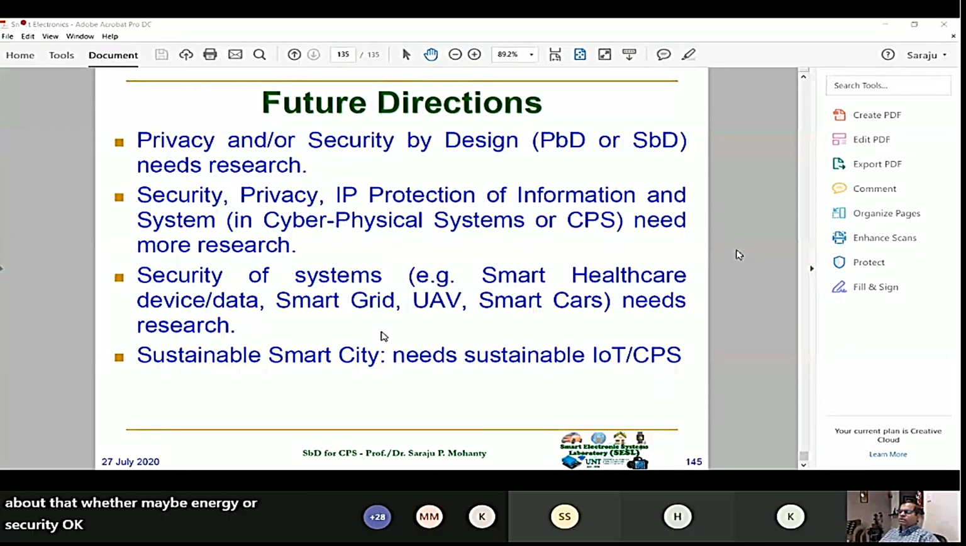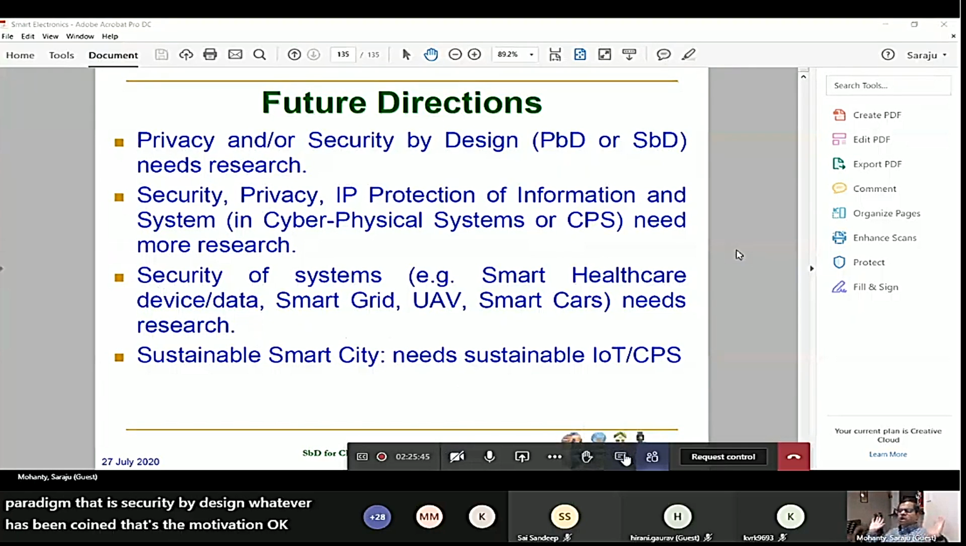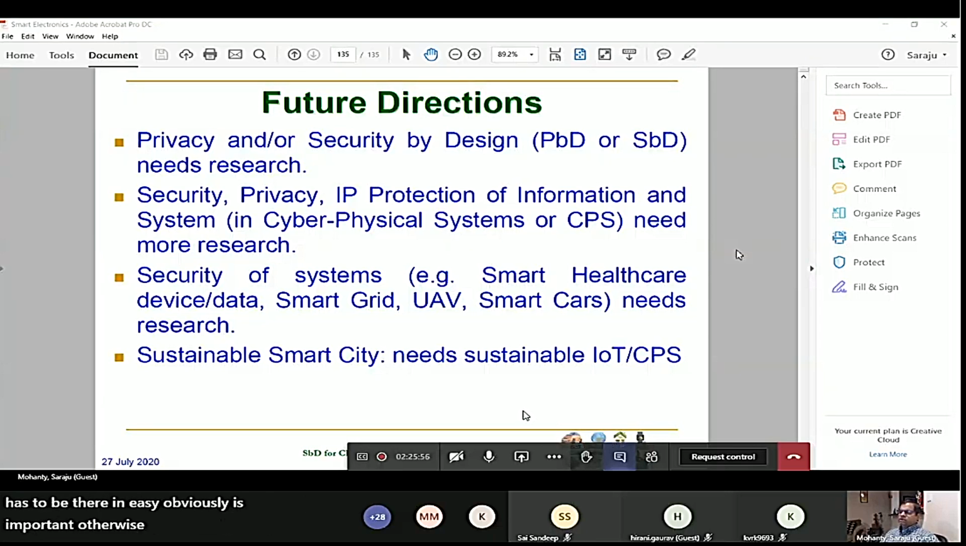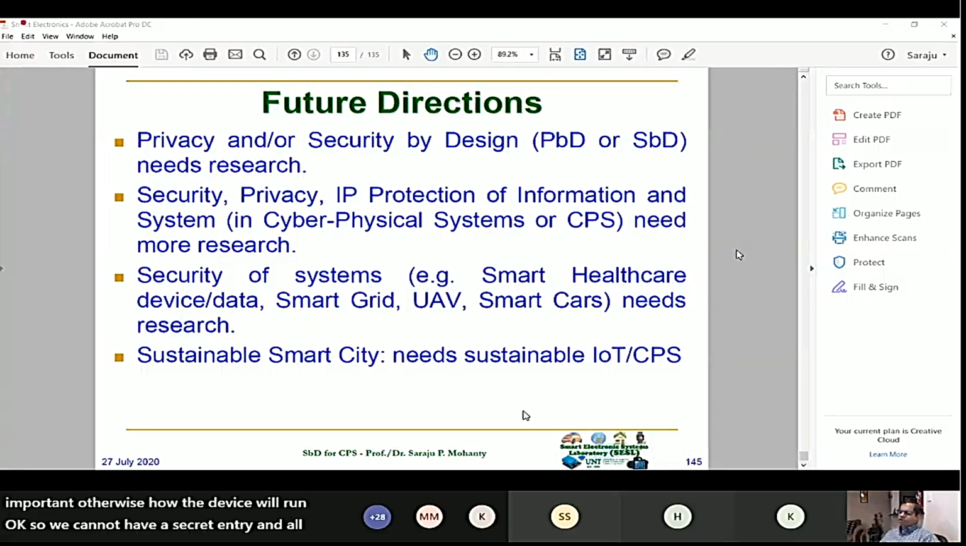Both. That's why this paradigm, security by design, has been coined; that's the motivation. We cannot say, I'll make the most heavy-duty security, but it may not run. It can drain the battery in no time. So the trade-off has to be there. Energy obviously is important, otherwise how will the device run? So we cannot have security and drain all the battery. That is why security by design is very important, where we think of the energy aspect, the intelligence aspect, as well as the security aspect as a trade-off.